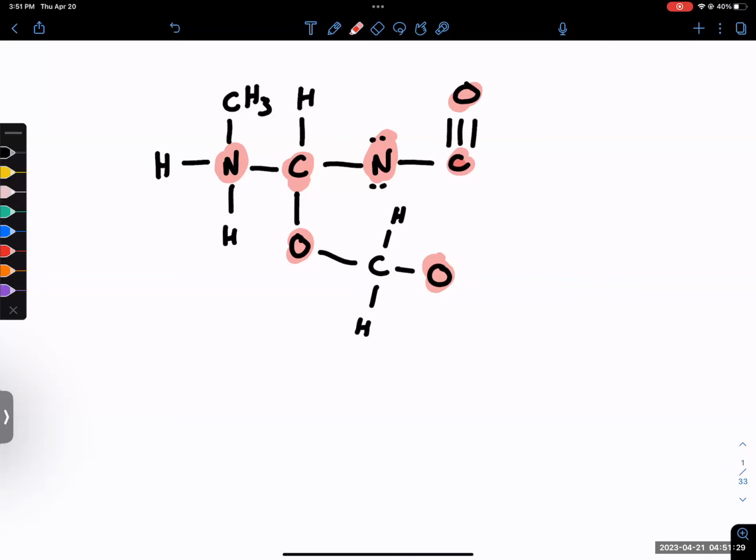Let me draw some lone pairs to help y'all out, because a Lewis structure should have lone pairs. Now I'm thinking if I put lone pairs, I might have a problem.